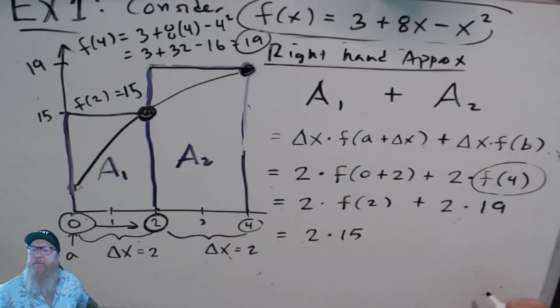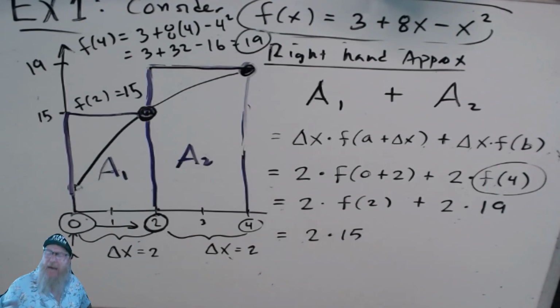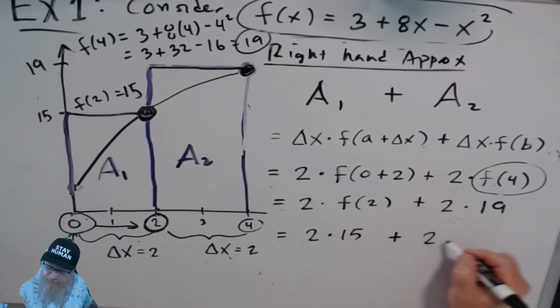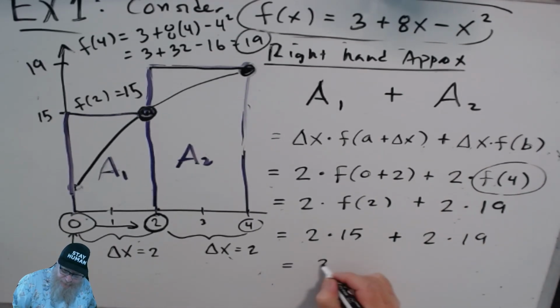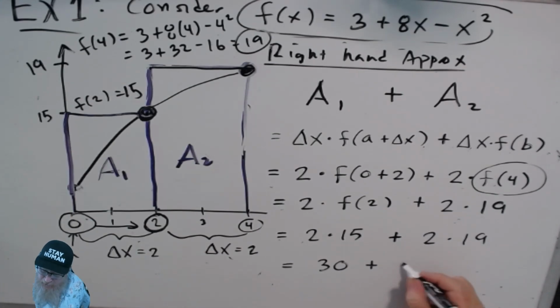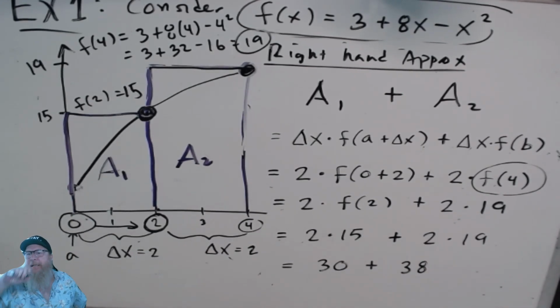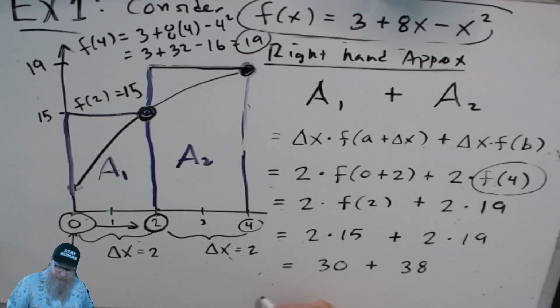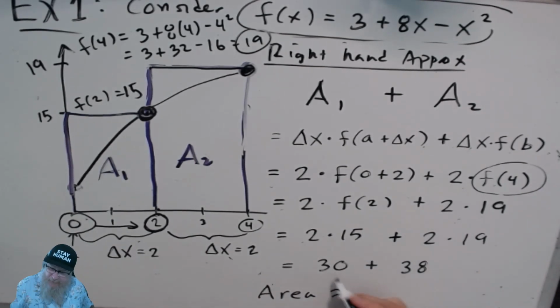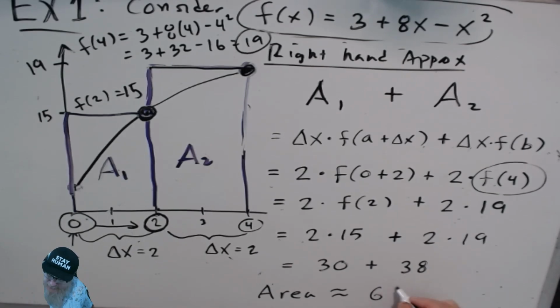I was criticizing my graph because I didn't think it was that close to reality, but not bad for just freehanding it. And so then we have 2 times 15, 2 times 19. So 30 plus, what's that, 38? 2 times 19, 38. So our right-hand approximation is 68.